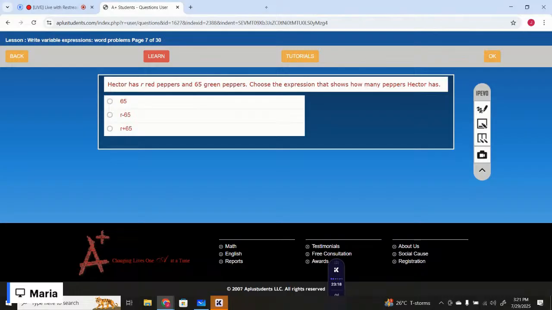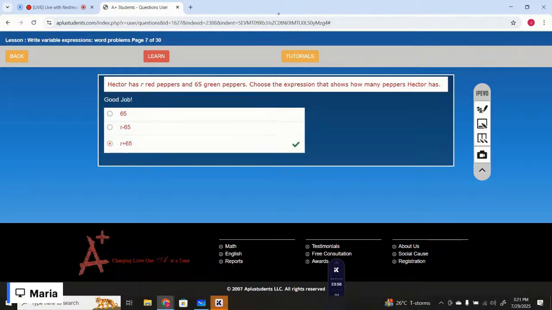Hector has R red papers and 65 green papers. Choose the expression that shows how many papers Hector has. That is R plus 65. Option number 3 is the correct option.